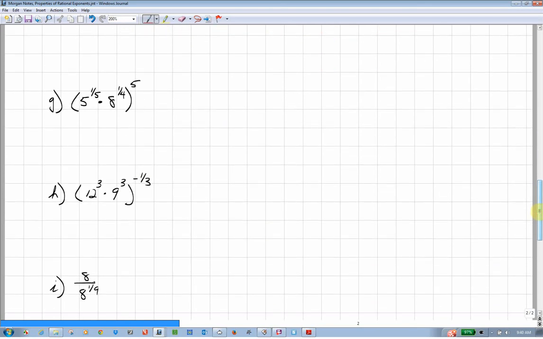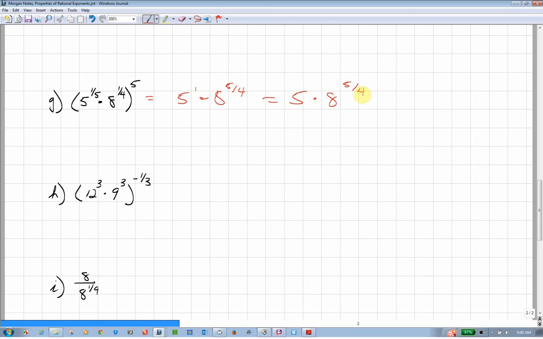Moving down to G. I do not have the same base. I do not have the same exponents. Those will not combine at all. So I'm going to have 5 to the 5 times the 1/5, that's to the 1, times 8 to the 5 times the 1/4 power on the 8 would be 5/4. And that would have to stay that way. I guess I could get that exponent off the 5.